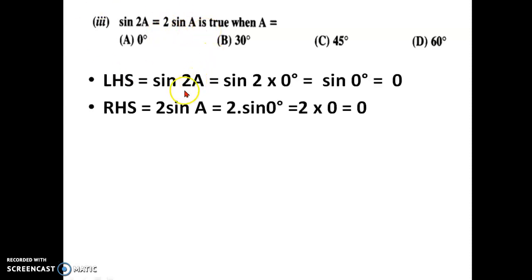So we are taking 0. 2 into 0, that is 0 only. So sine 0 is 0. Then 2 into sine A, that is 2 into sine 0. Sine 0 is 0, so 2 into 0 is 0. So for the degree 0, this condition will satisfy. So 0 degree will be the correct option.